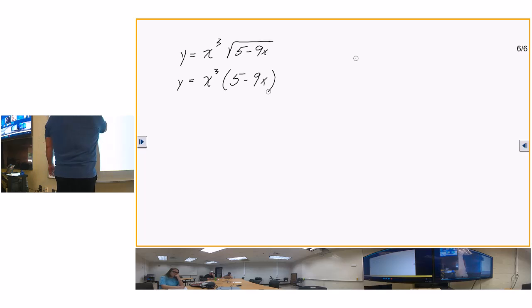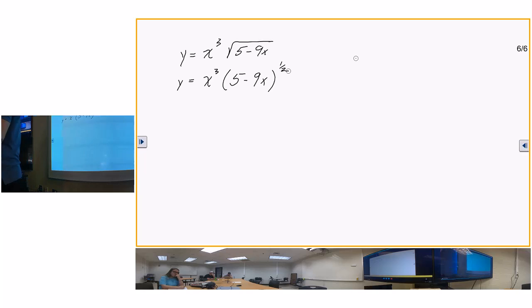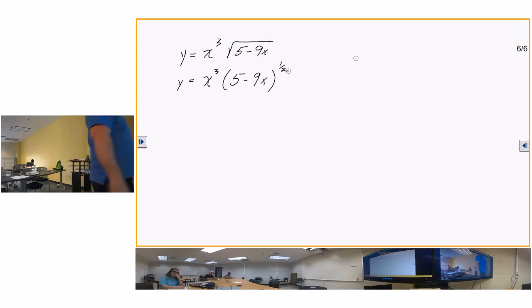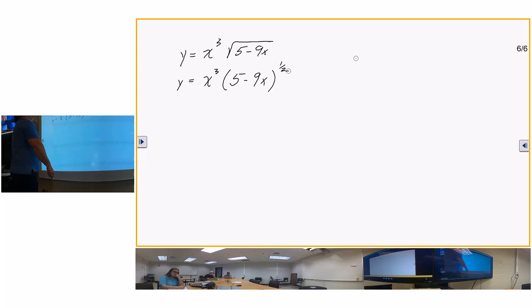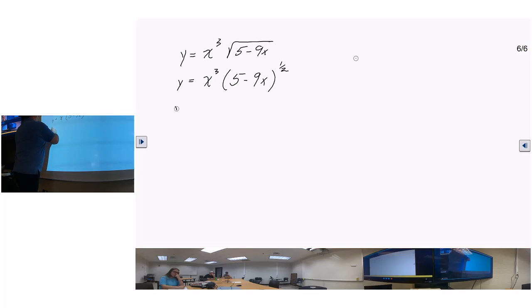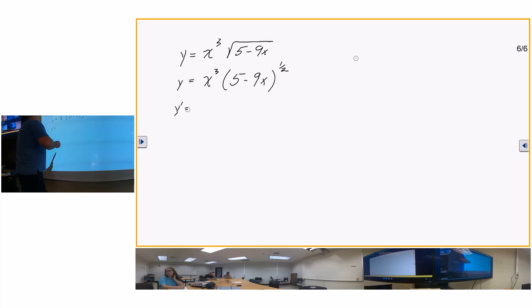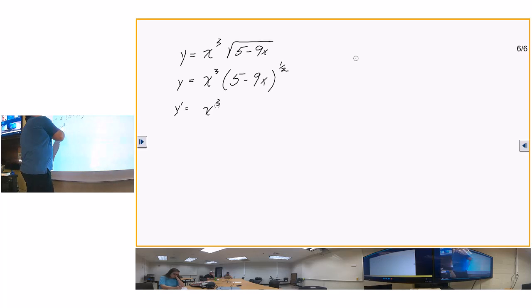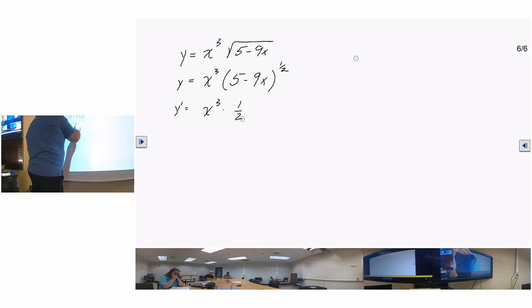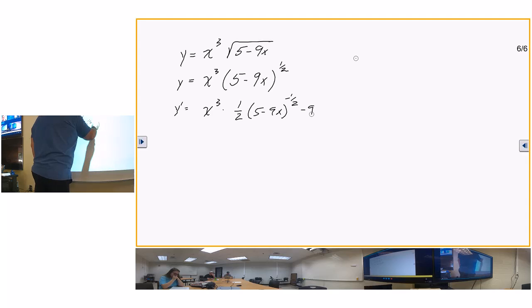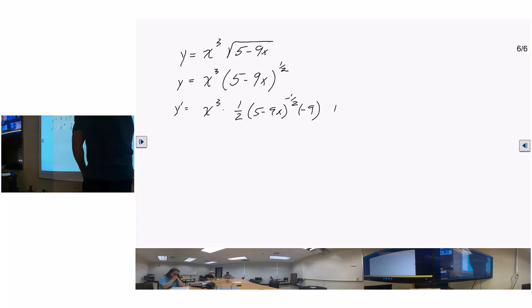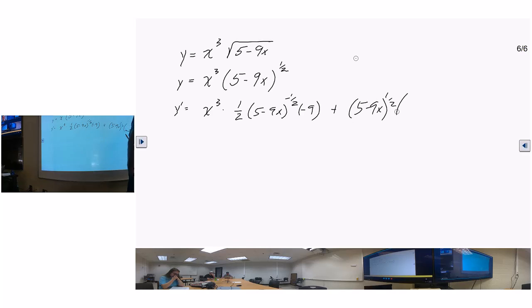5 minus 9x to the what? 1/2 power. Now, we can use the product rule and cause a big cluster, but, like I said, if you can do both ways, you'll be doing good. So let's do it. Y prime is equal to the first times the derivative of the second, plus the second times the derivative of the first.